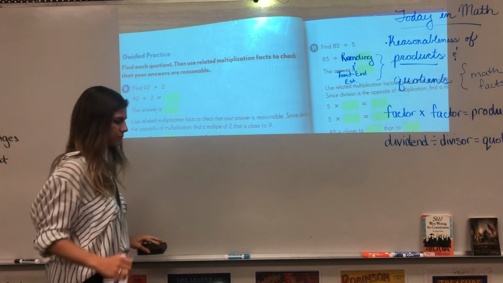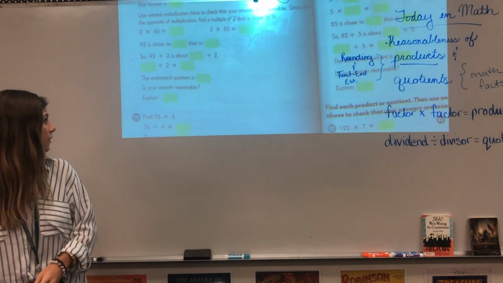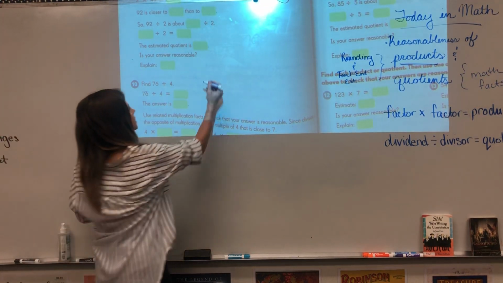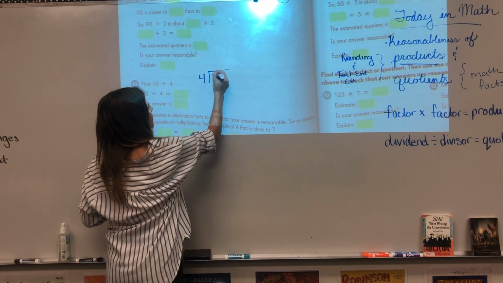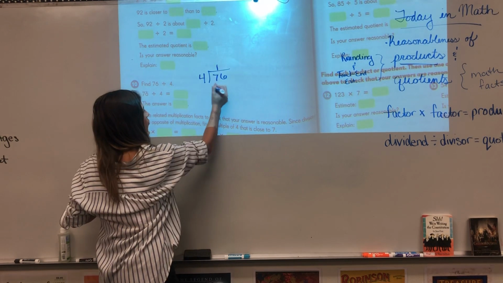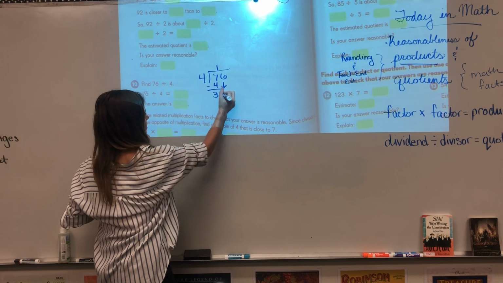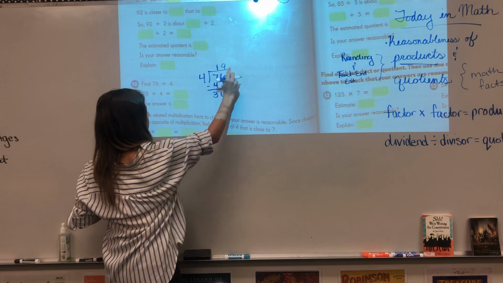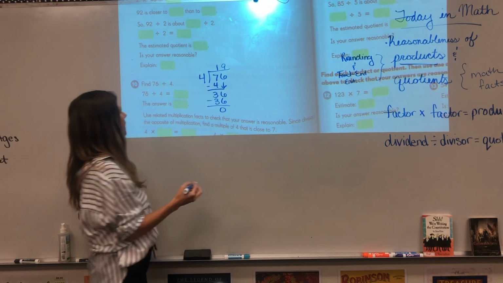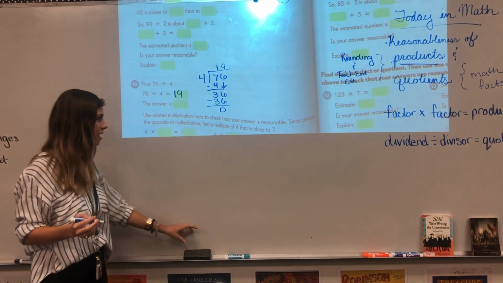Let's do a few more just to make sure that we've got this down, because I know this is a little bit confusing. Okay, the next one we're going to do is 76 divided by 4. So let's do 4 divided by 76. 4 goes into 7 one time. 1 times 4 is 4. 7 minus 4 is 3. Bring down the 6. 4 goes into 36 9 times. 9 times 4 is 36. 36 minus 36 is 0. So our answer is 19. This is our quotient. Ta-da!